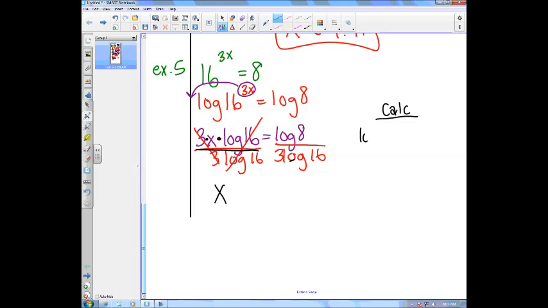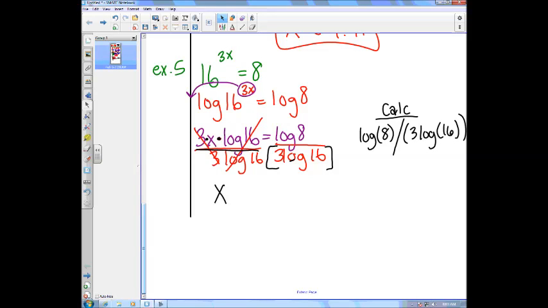So you type in log, parentheses, 8, close the parentheses, divided by, now we have to group and let the calculator know that we want both of those in the denominator. So we do parentheses 3 log 16, and you'll end with a double parenthesis. Don't forget to put parentheses around everything in the denominator.